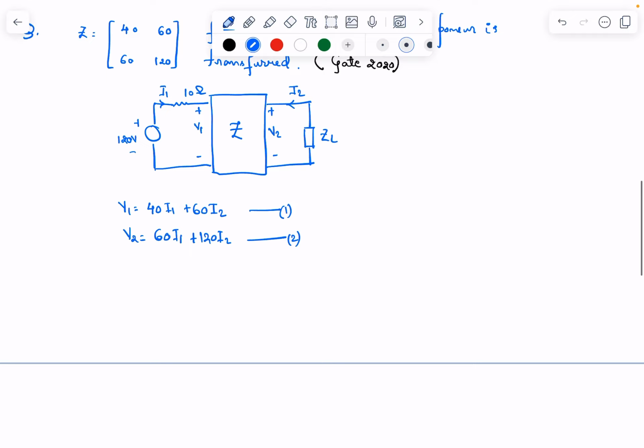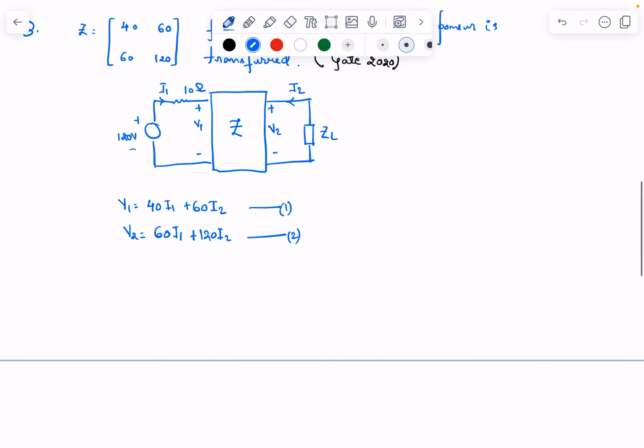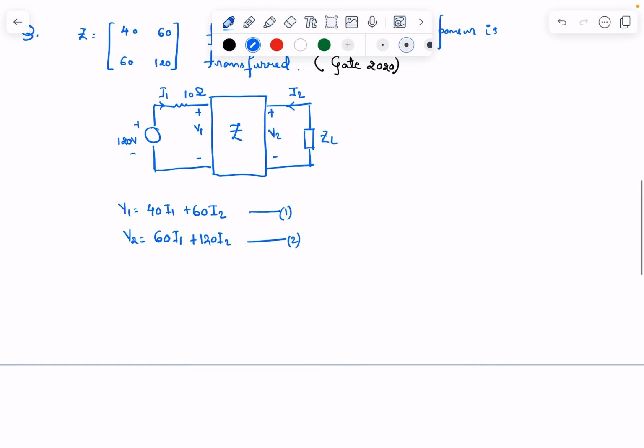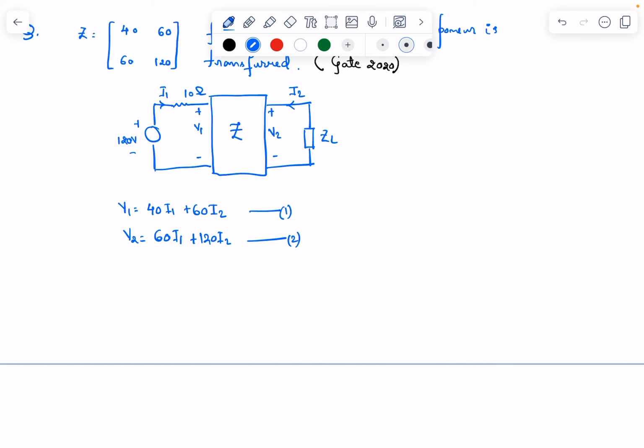Then we need to find the load impedance ZL. So when is ZL matched? When we observe the input impedance from here, the input impedance becomes equal to ZL. So this is the condition when maximum power is transferred.